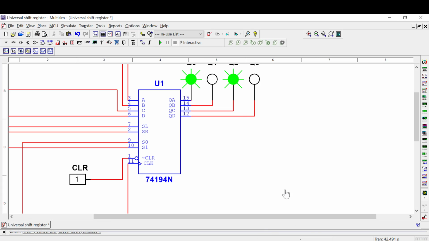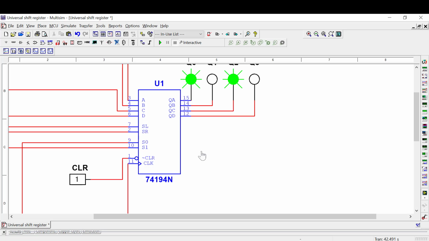Now let us see the universal shift register, which is IC 74194. As you can see here, your A, B, C, D are the parallel inputs, and SL and SR are shift left and shift right, through which we are going to input our serial data, which is going to be left shifted or right shifted. And these are the four outputs of the 4 D flip-flops, and your S0 and S1 are your select lines. There is a clear to clear your outputs, and there is a clock to synchronize your operation.